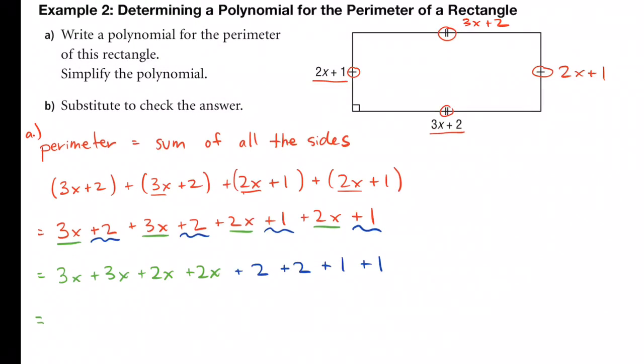So all we're going to do now is add up our coefficients. We have 3 plus 3 plus 2 plus 2. And that's going to become, well, I have 6 plus 2 is 8 plus 2 is 10. We have 10x altogether. And then we have 2 plus 2, which is 4, plus 1 is 5, plus 1 is 6, plus 6.